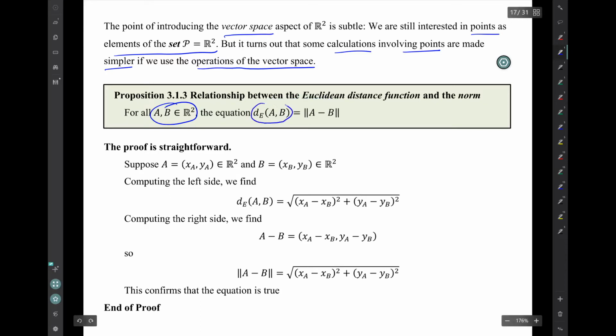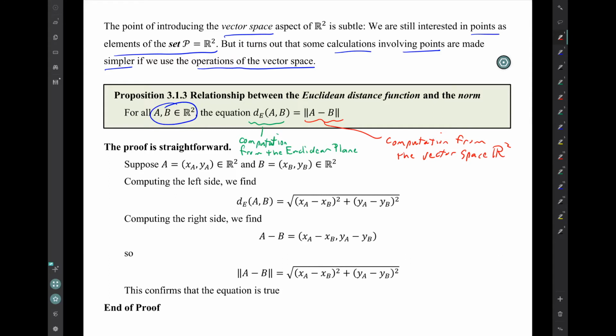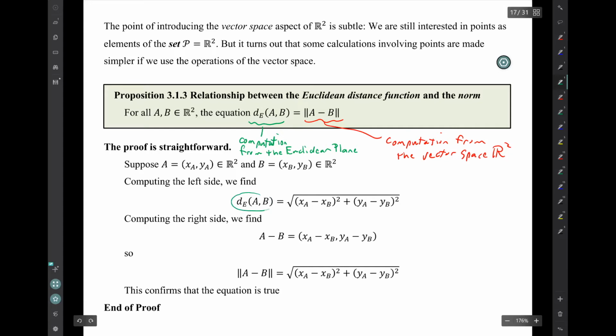So the Euclidean distance between a and b is equal to the norm of the vector a minus b. So on the left side of this equation, we have a computation from the Euclidean plane. On the right side of this equation, we have a computation from the vector space R2. Those are two different worlds. So this proposition, although it's simple looking and simple to prove, is actually important conceptually. The proof is very simple. If you build the expression that the left side represents, it turns out that's just that. If you build the expression that the right side represents, it's just that same thing.